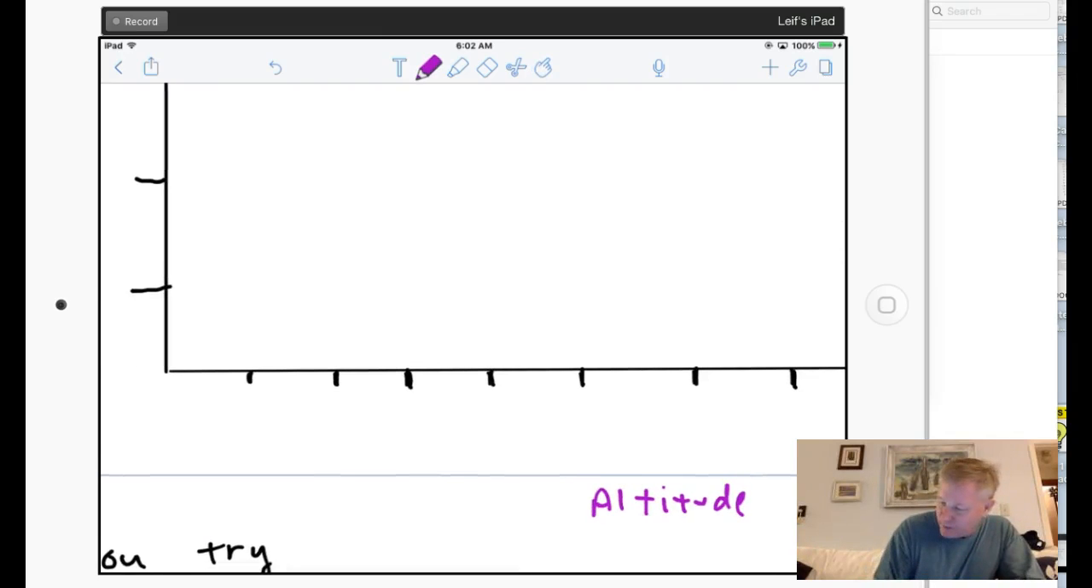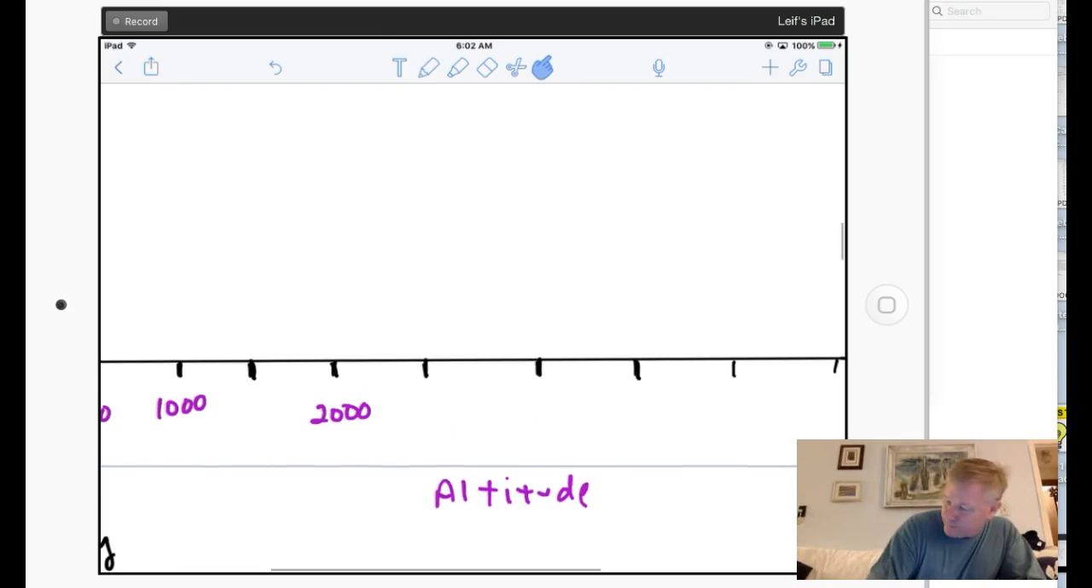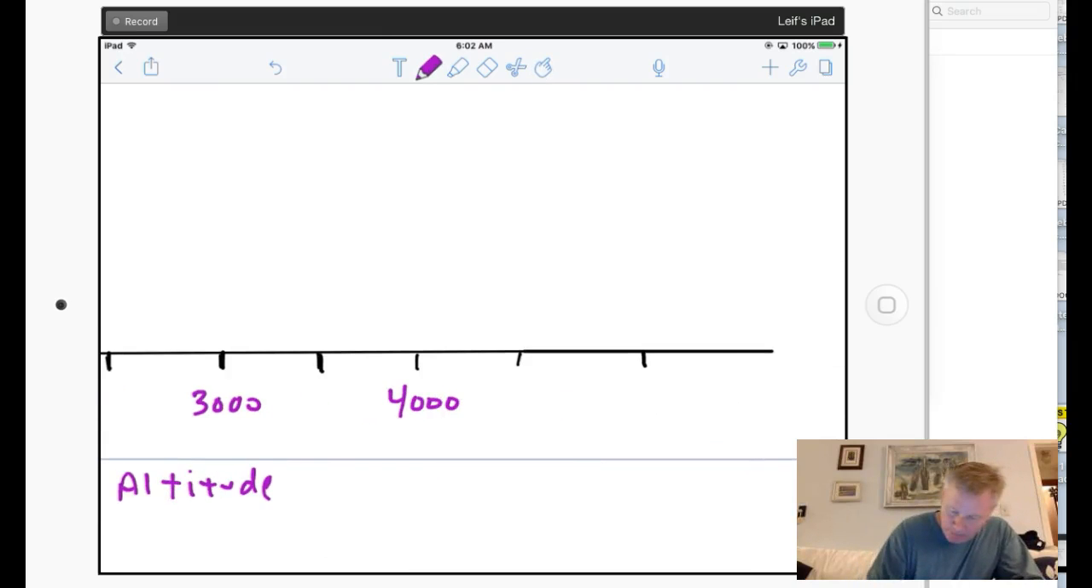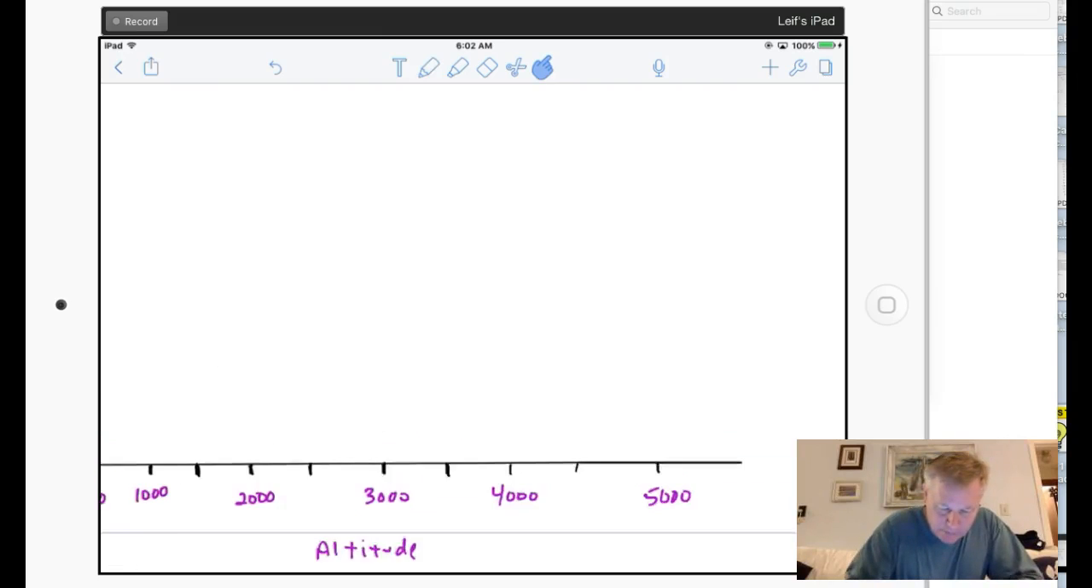And I'm going to go by 500 so that I can get up to 5,000 eventually. 3,000, 4,000, 5,000. All right, so there we go. And there's my graph.